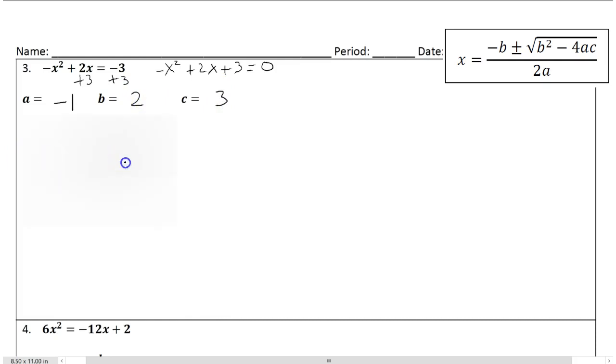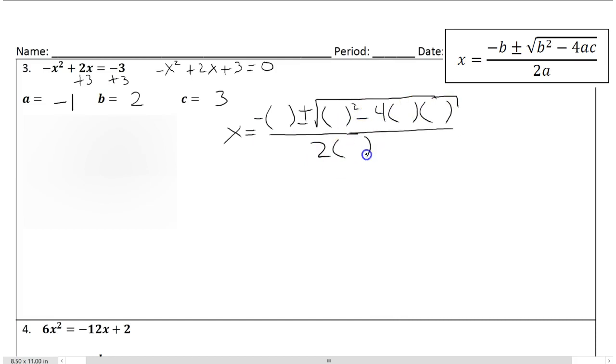Now rewrite the quadratic formula with parentheses in place of the letters. X equals -b plus or minus the square root of b squared minus 4ac all over 2a. Now fill in the values. B is 2, A is -1, and C is 3.